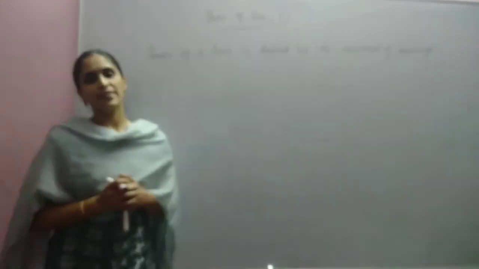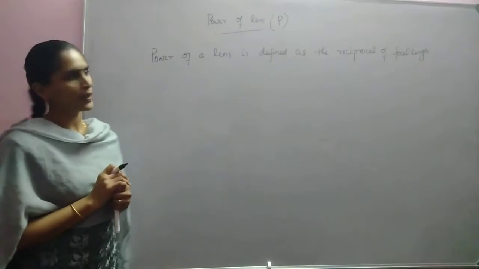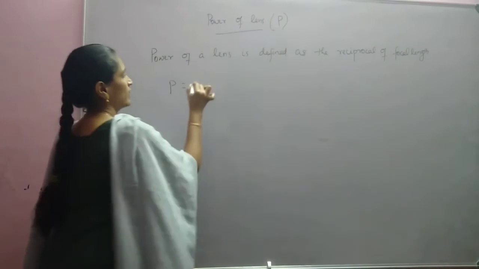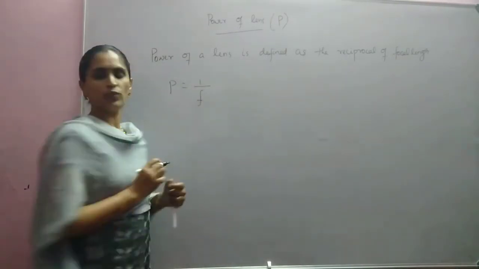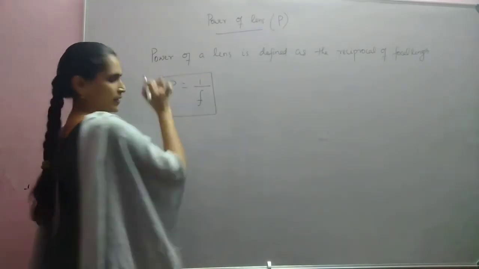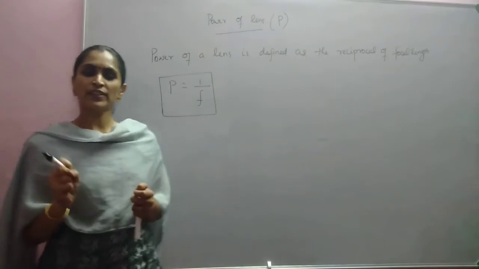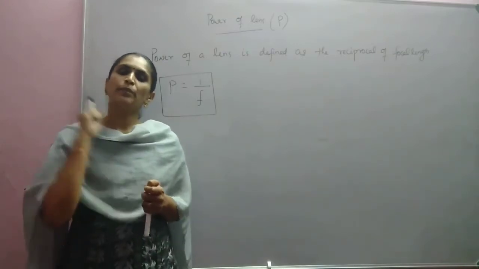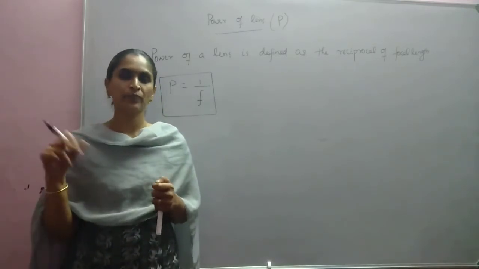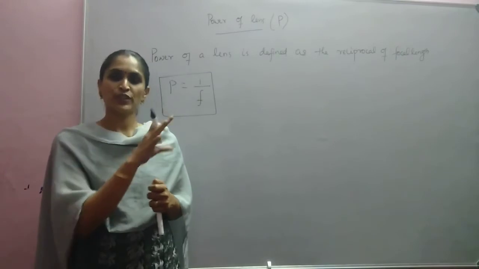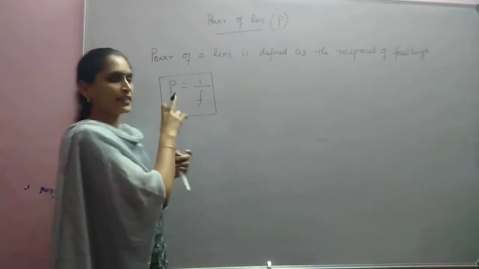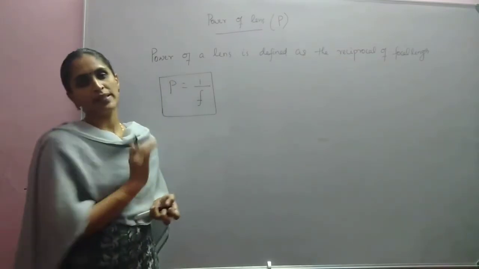Power of a lens is defined as the reciprocal of focal length. So power is equal to 1 by f. This is the expression to find power. The physical significance of power is how much a lens can either converge or diverge an incident beam of light. Mathematically, it is the reciprocal of focal length, so P is equal to 1 by f.